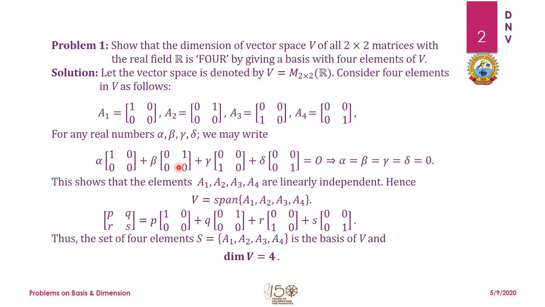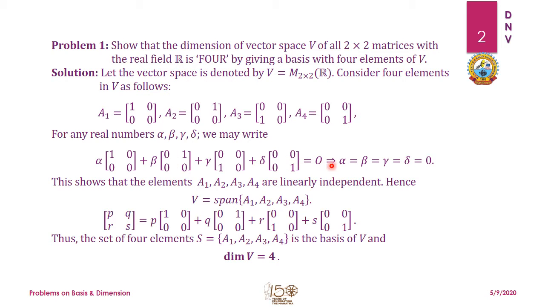But we can say that this is possible only when we take all of them equal to 0, because none of the matrices can be written in the form of other matrices. As you can see, the first matrix contains the unit element at A11 place, but it is nowhere in the rest of the matrices. So it is not possible to bring 1 at any of the remaining matrices with the help of this one. So the same argument can be given for the other 3 matrices also.